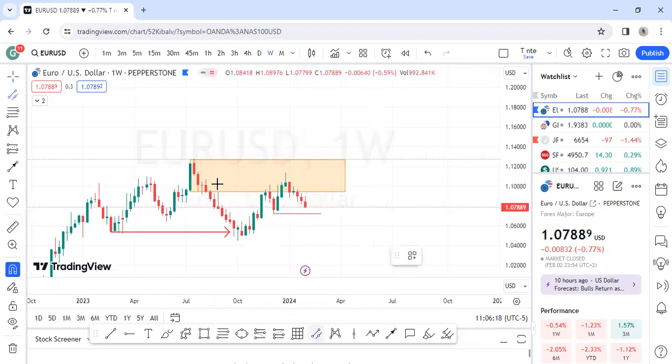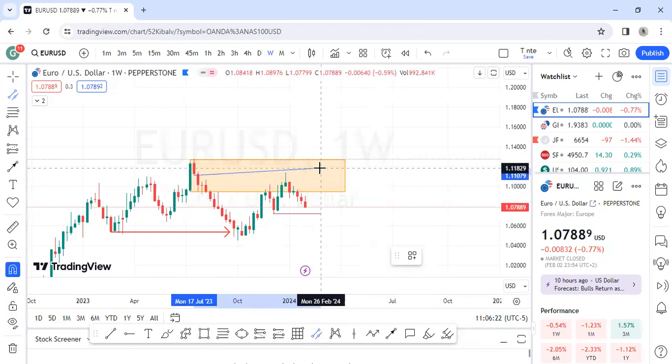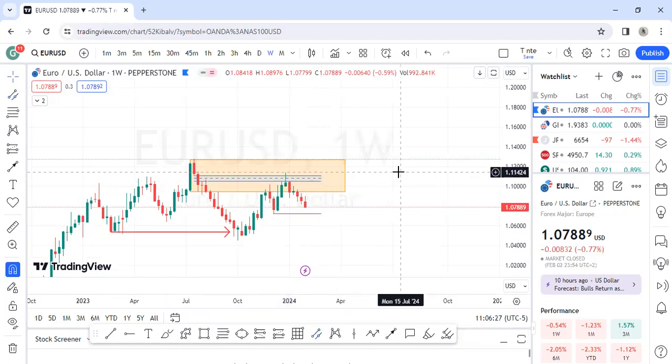And if you look very carefully here, there was a fair value gap inside there. This is what I'm expecting the market to do. This is my expectation. So market should breach that and then come to give us our trade setup. So that's basically what I'm looking at.